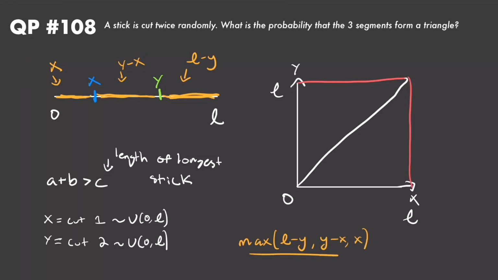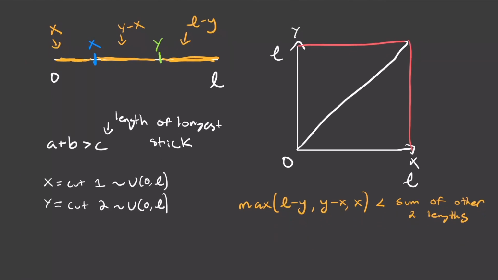So this is the length of our longest stick, and we know by what we found over here that we are just going to need this less than the sum of the other two. But we also know that since we're dealing with a line of length L, all of these are just going to sum up to L. So if we simplify and call the maximum of our three line segments C, and the sum of the other two A plus B, we also know that the three line segments have to sum up to L. So we can rearrange this and say that A plus B is just equal to L minus C.